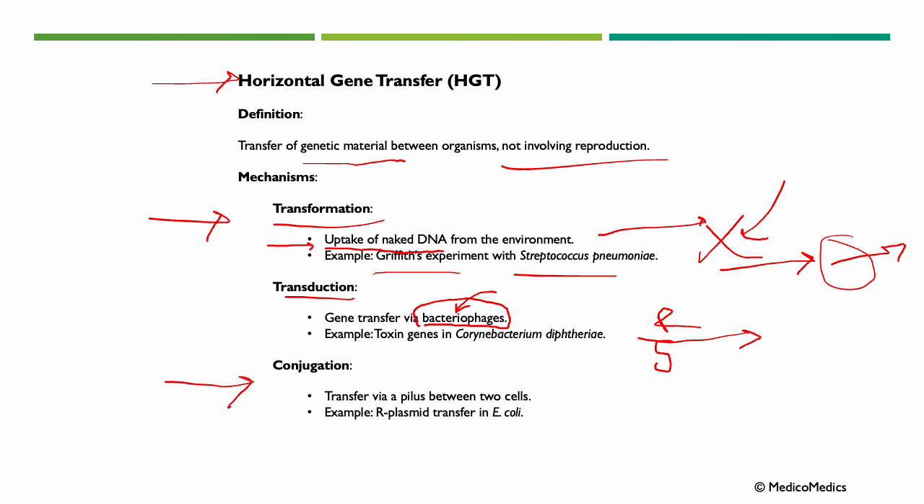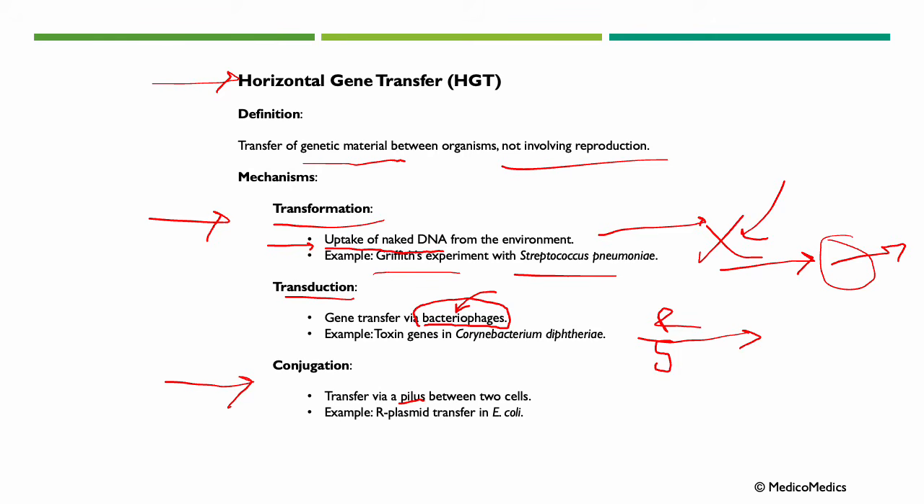Then we have conjugation, which is direct cell-to-cell transfer via pilus. So via the pilus, it's a direct transfer between two cells. It requires direct contact between the bacterial cells via this sex pilus, and it involves the transfer of plasmids, if you remember, extrachromosomal DNA. Example: plasmid transfer in E. coli enables the spread of antibiotic resistance genes, making it harder to treat this infection.